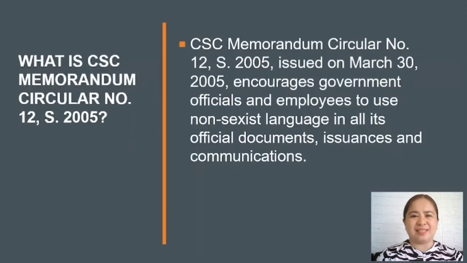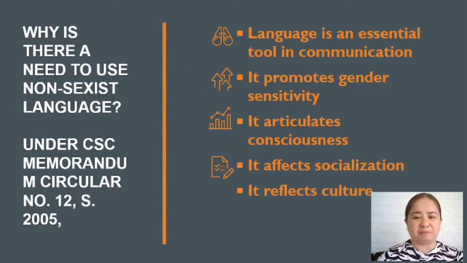So what is this CSC Memorandum Circular No. 12, Series of 2005? Issued on March 30, 2005, it encourages government officials and employees to use non-sexist language in all its official documents, issuances, and all its communications.